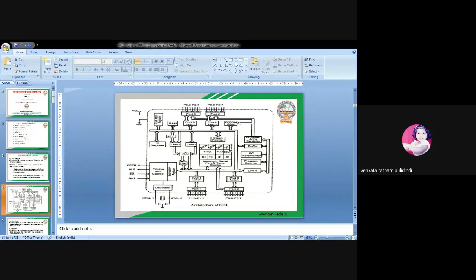Another one is the serial communication buffer. That is nothing but SBUF, the serial buffer register. Okay, here we have TH1 and TL1. These are nothing but two bytes, lower byte and upper byte.